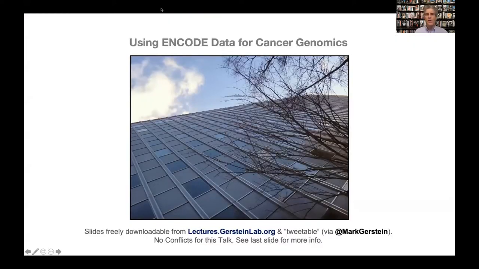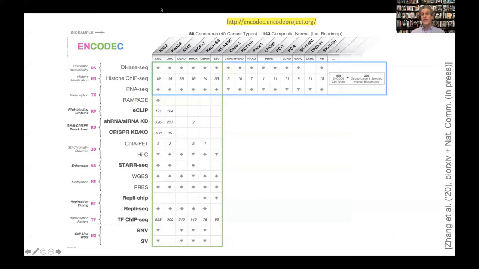Hi, so I'm going to talk about using ENCODE data for cancer genomics. First of all, I'd just like to point out that lots of the ENCODE data is relevant to cancer.